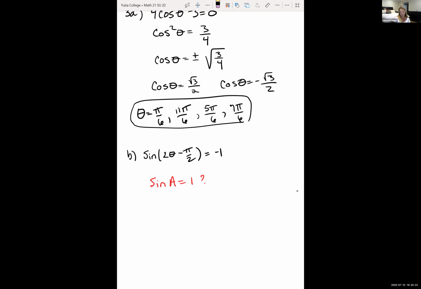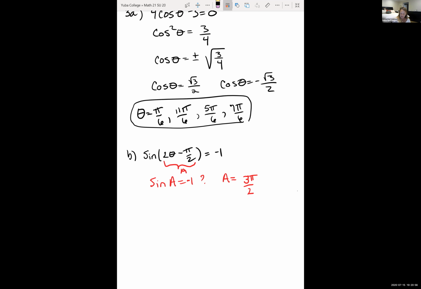Ignore this negative 1 for a second. Just think of it as positive 1. Well, I know sine is positive 1 at pi halves, and it's negative 1 at 3 pi halves. So this is sine of A equals negative 1 when A is equal to 3 pi halves. There's no sine inverse in here, so I don't have to look at it as negative pi halves. Okay, well, let's think of this as A.